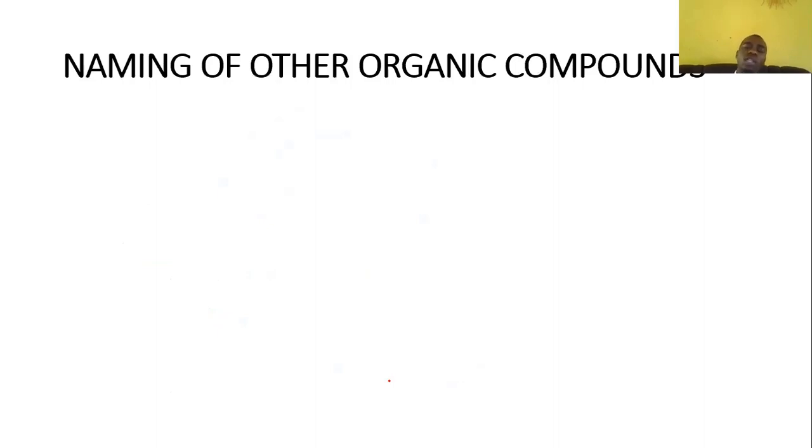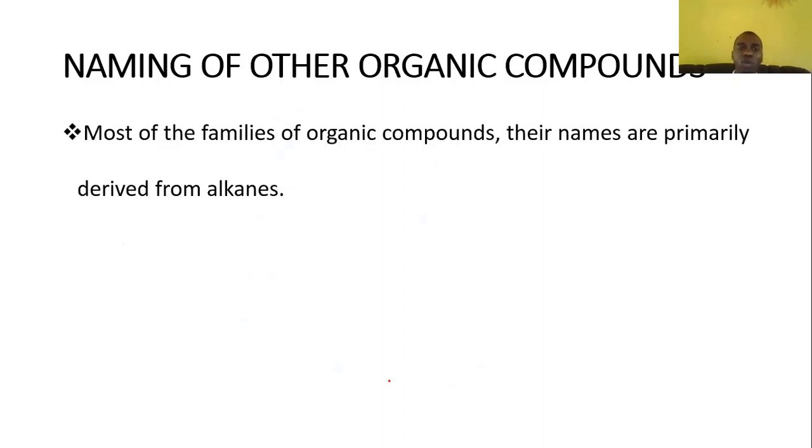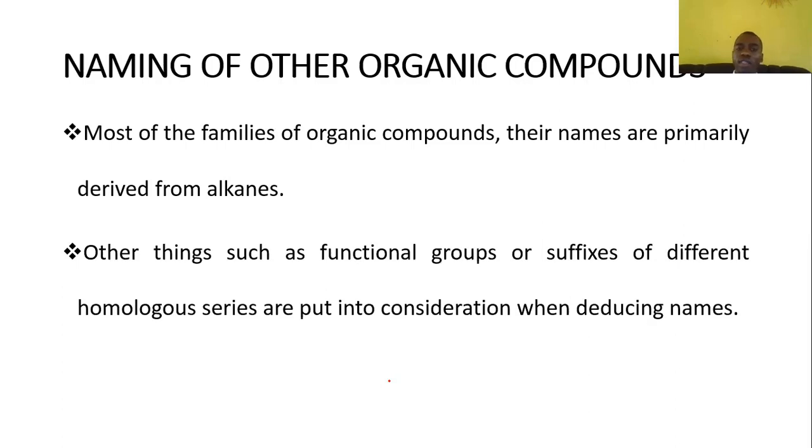Now, like I said, alkanes just form the basis of naming, okay? But how about if we bring in the other organic compounds into play? The same rules are just going to be modified with respect to the functional groups that they have. Most of the families of organic compounds have names primarily derived from alkanes. Other things such as functional groups or suffixes of different homologous series are put into consideration when deducing the names.